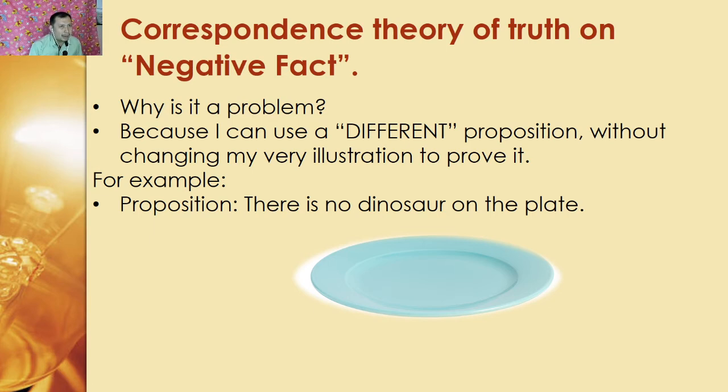So parang ang problema is napakadaming proposition but we have the same illustration, or isa lang yung ginagamit natin na realidad. So yun yung shortcomings ng correspondence theory of truth. May problema siya about proving the negative fact. Okay? Proving the negative fact.